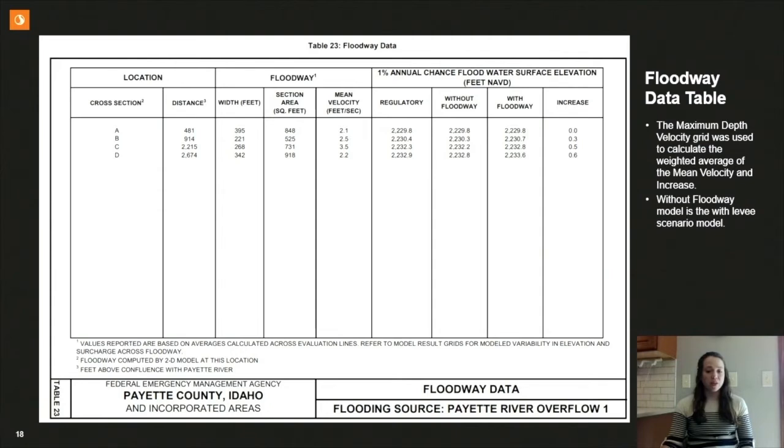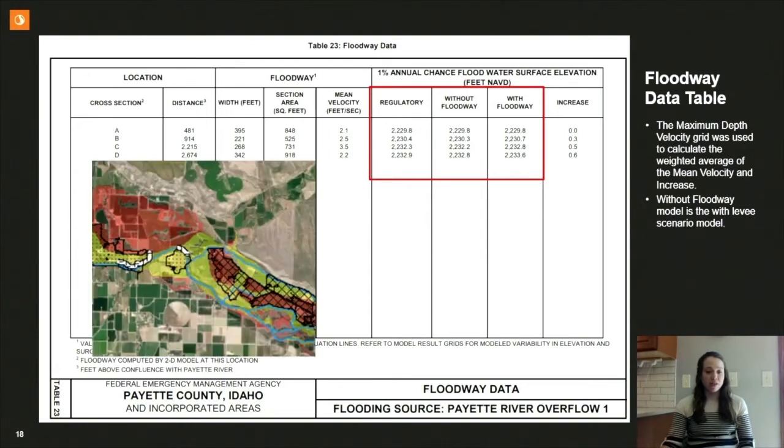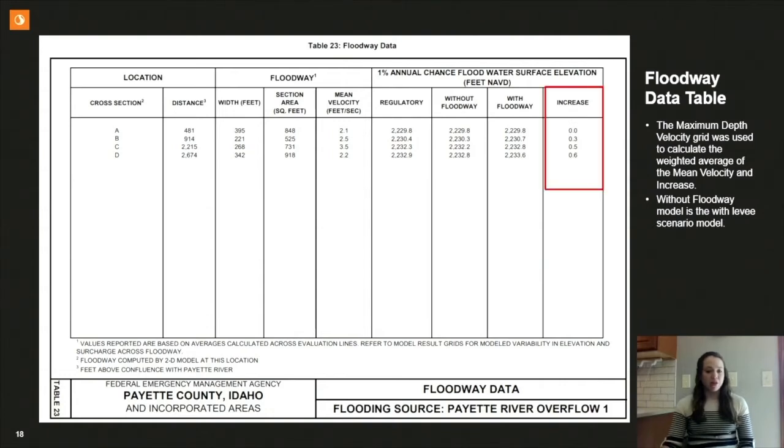In a 1D model, there is one possible elevation along the cross-section for each scenario. To report the 1% annual chance flood water surface elevation values, these are pulled directly from the model results. In this 2D model, the regulatory dataset is a combination of all 7 scenarios and has backwater applied from the confluence with the Snake River. This dataset was used to generate the evaluation lines, so the elevation along the evaluation line is consistent for the regulatory water surface elevation. Unlike in a 1D model, the water surface elevation for the without floodway and with floodway results can vary slightly across the evaluation line. For those scenarios, the water surface elevation grids were also averaged across the evaluation line. Finally, the increase, also known as the surcharge, was calculated with the weighted average discussed earlier.